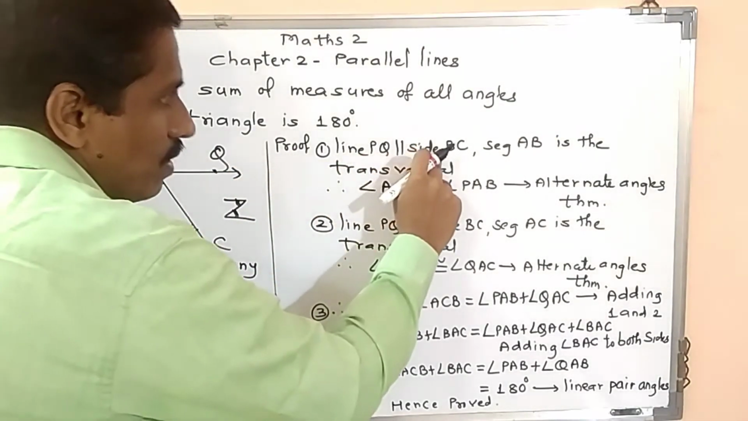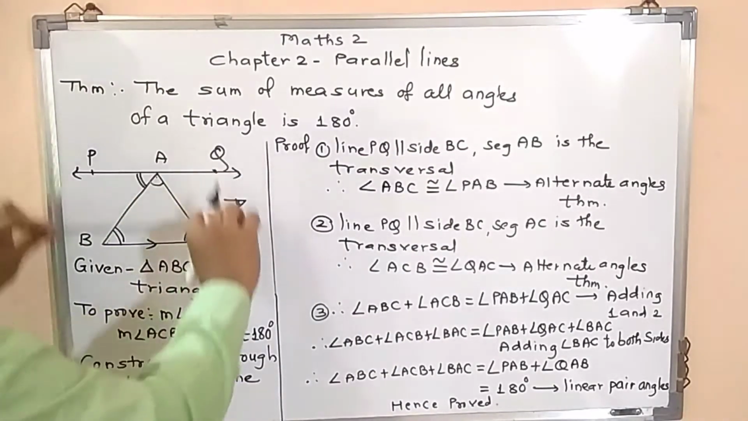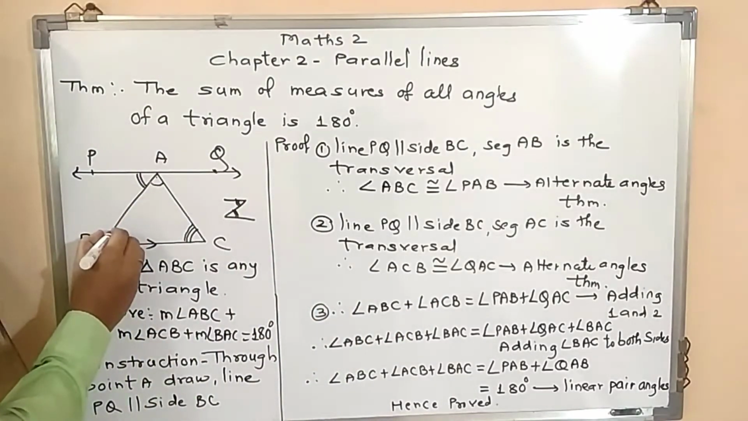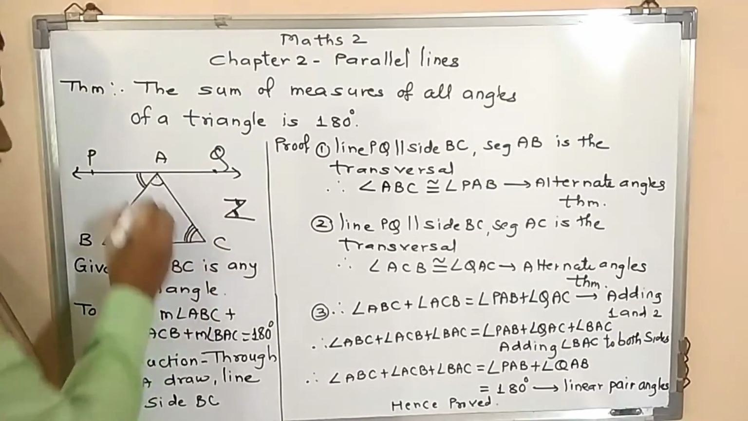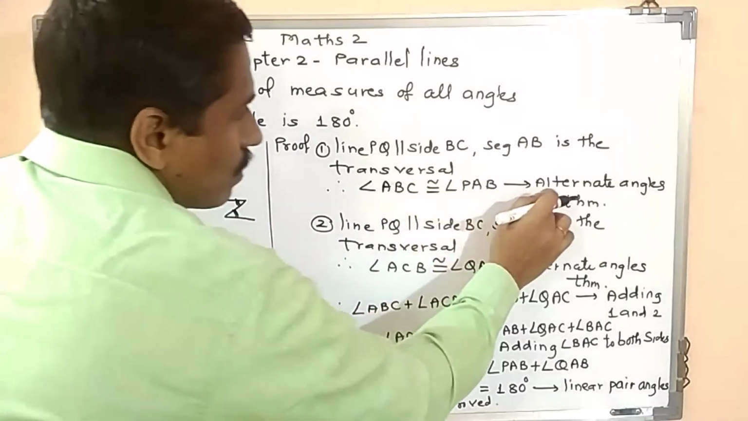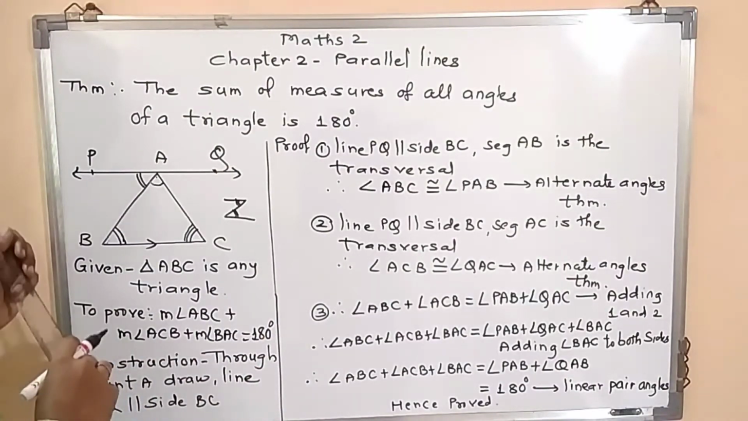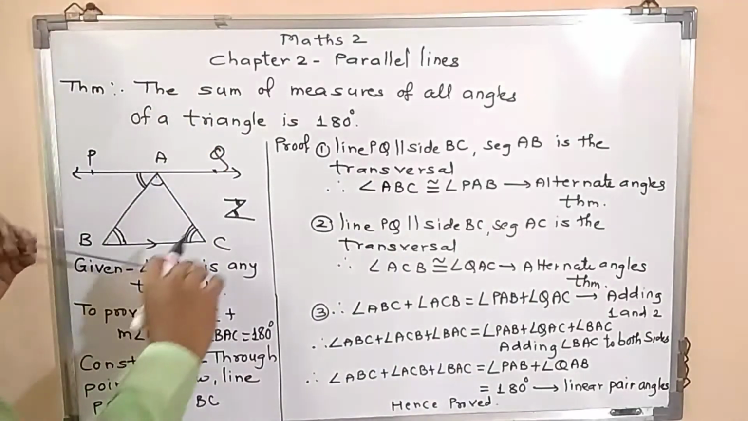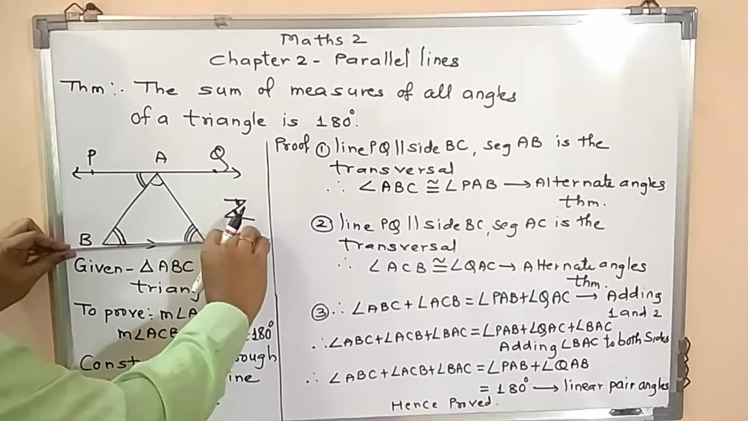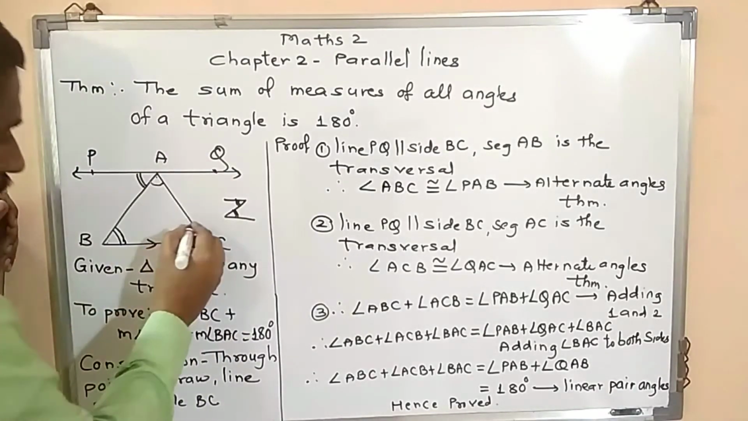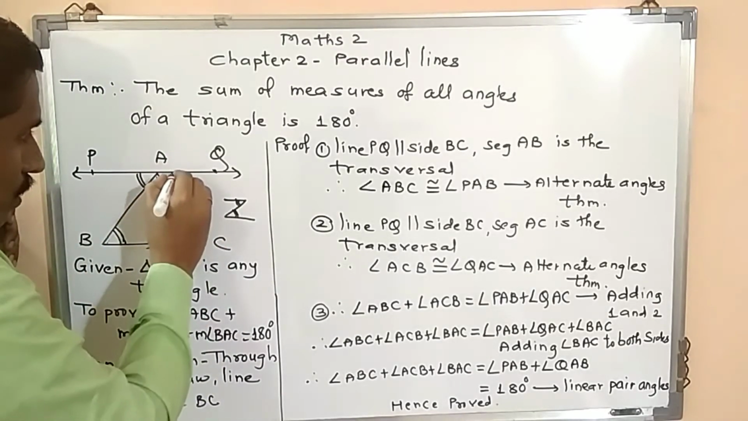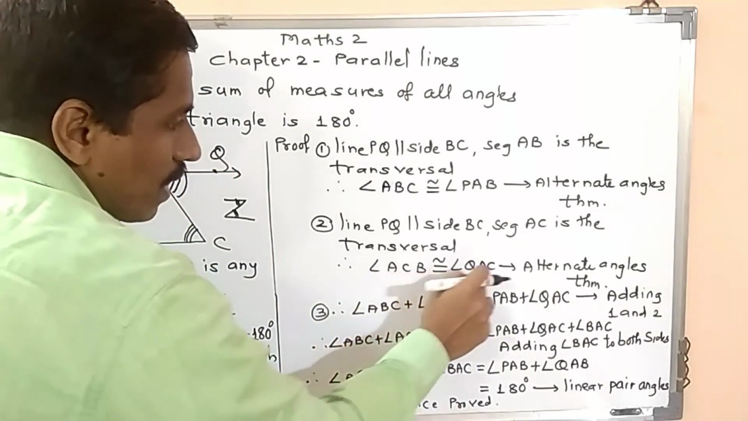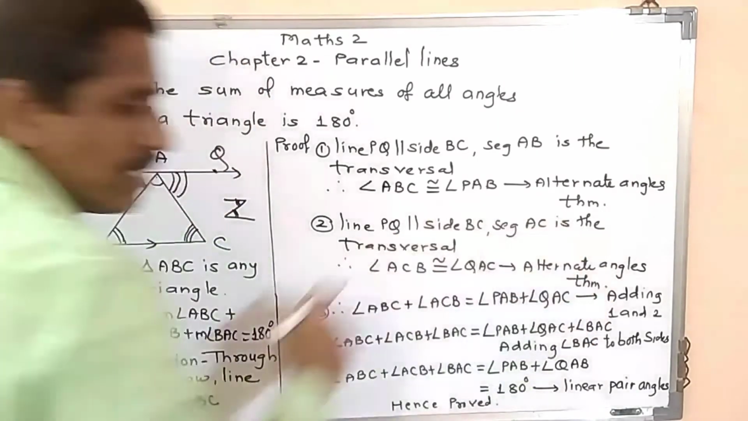Look at the board. Proof. Line PQ is parallel to side BC. Segment AB is the transversal. So angle ABC is congruent to angle PAB. Reason for this is alternate angles theorem. Now, second statement. Line PQ is parallel to side BC and segment AC is the transversal. Angle ACB is congruent to angle QAC. Reason: alternate angles theorem.